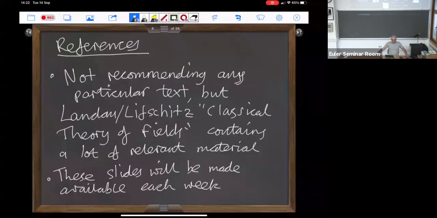Now, I'm not recommending any particular text, but Landau and Lifshitz Volume 2, which is called The Classical Theory of Fields, contains a lot of relevant material. So I recommend you have a look at that, especially for the relativity presentation that I'm going to follow today. It sort of follows the logic of the Landau and Lifshitz presentation, which is chapter 1 of this book.